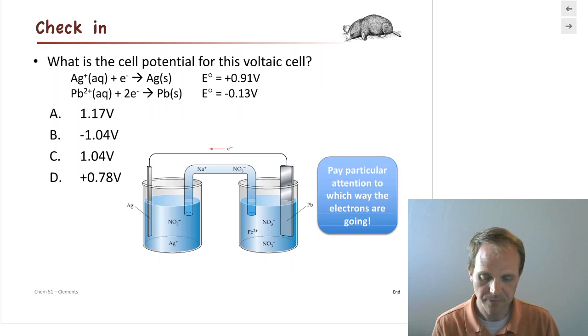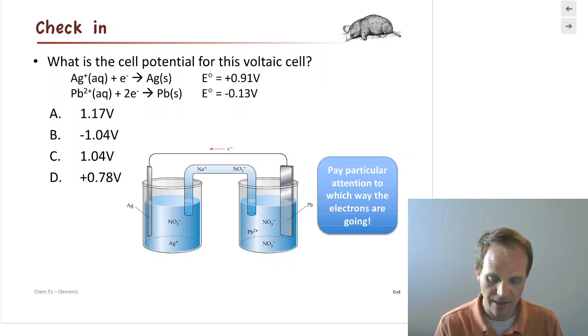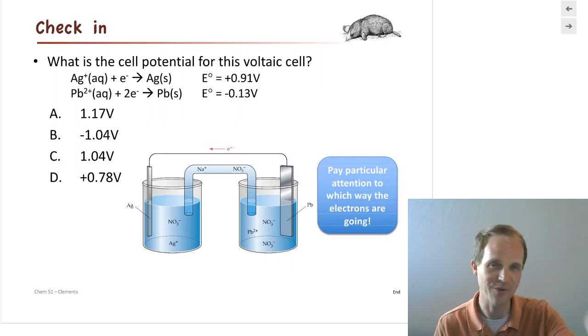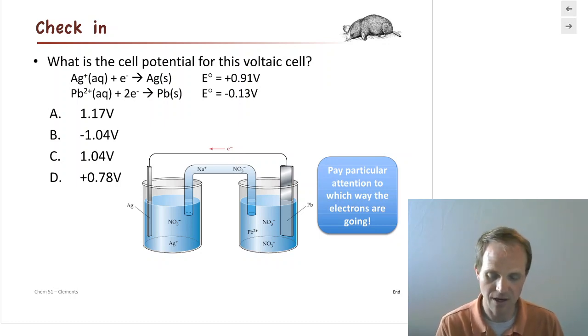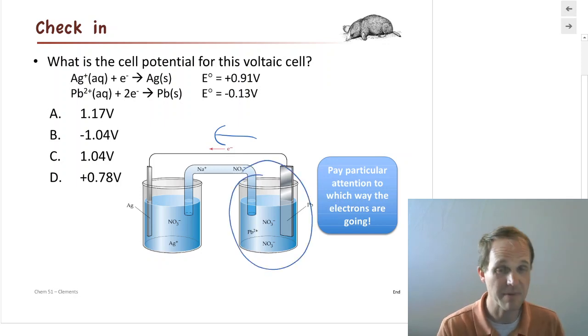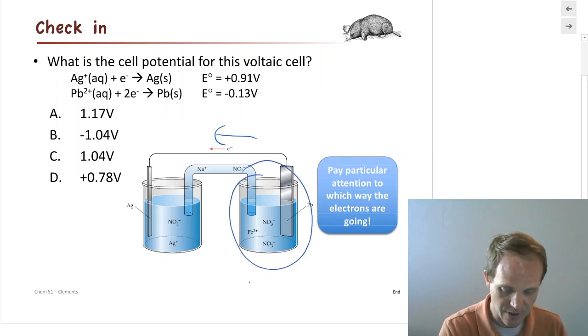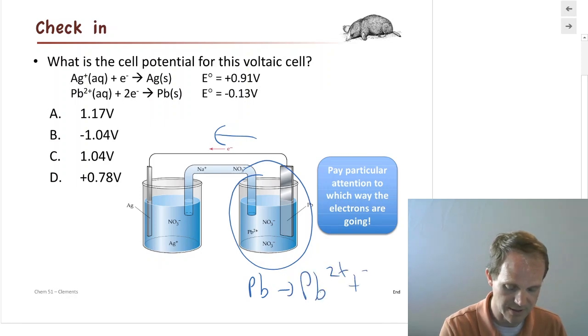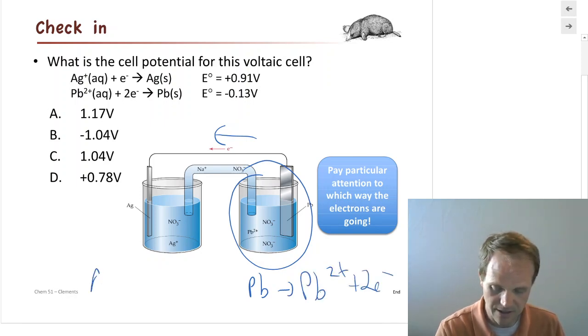Okay, what'd you come up with? Well, hopefully you said, let me look and see what chemistry is going on. I know, just that phrase just totally went through your brain. Let me look and see what chemistry is going on in my cell. I've got my electrons going this way, so this side must be my anode. It must be being oxidized. So I've got lead going to lead 2 plus 2 electrons. And on here, that must be my cathode. I've got Ag plus going to Ag solid.